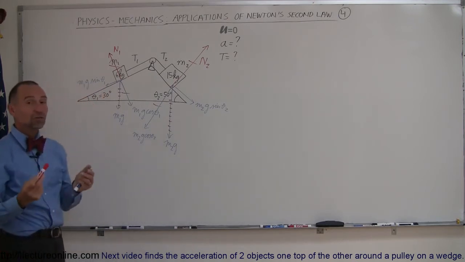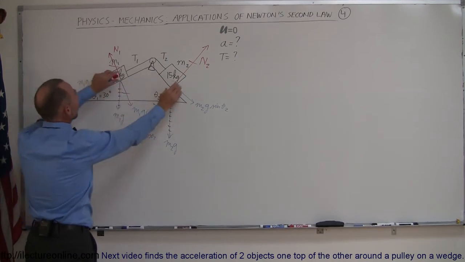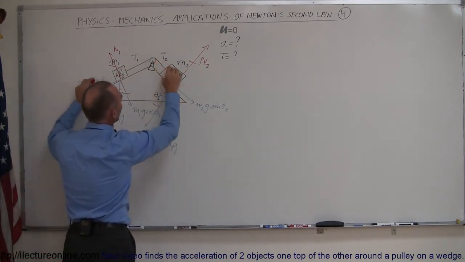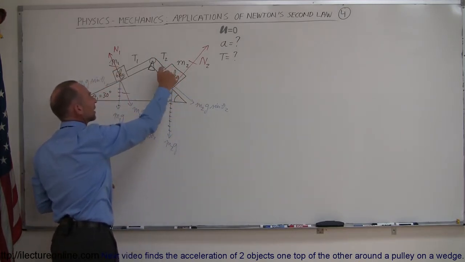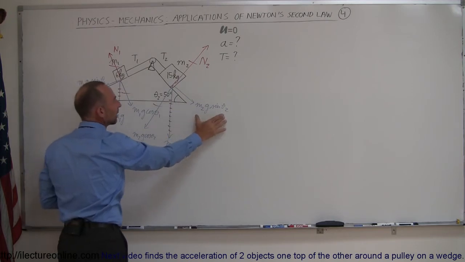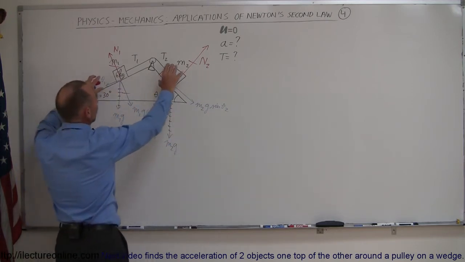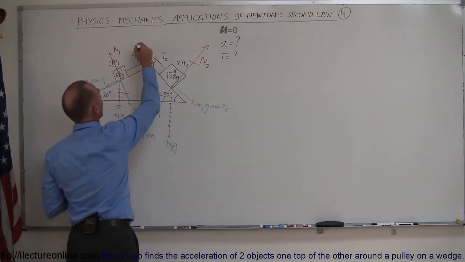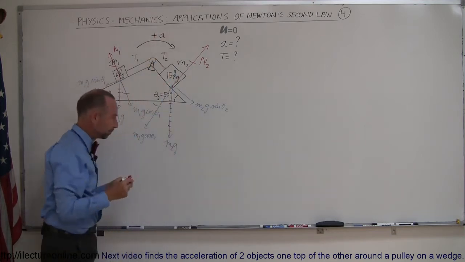So we only have two forces left, which is this force, m1g sine theta 1, pulling the whole system in this direction, and here we have m2g sine theta 2, pulling the whole system in this direction. This being a heavier object on a steeper incline, I would think that this is a bigger force than this, and therefore I would assume that the whole system would be accelerating in this direction. So I'm going to call acceleration in this direction to be the positive direction.